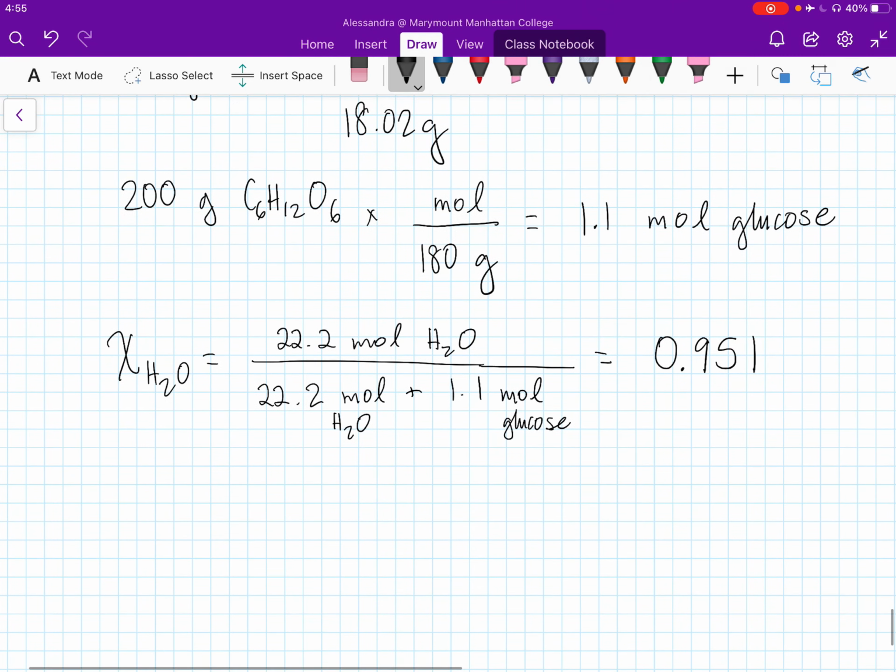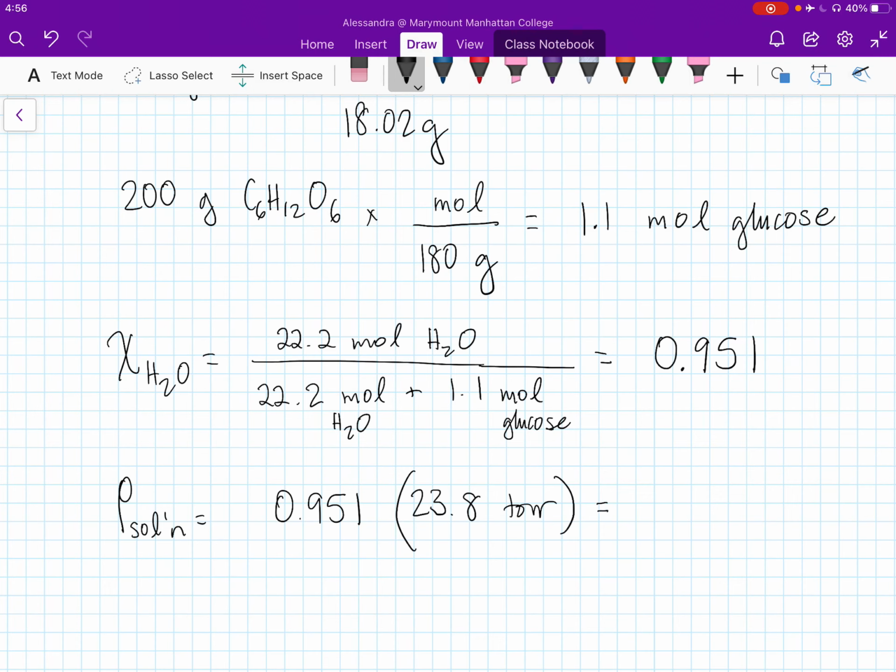So now I can figure out the vapor pressure of my solution by multiplying that mole fraction. This is Raoult's law. I'm multiplying the mole fraction, again, that's unitless, times the vapor pressure of pure water, which is 23.8 torr at 25 degrees Celsius. And this gives me a vapor pressure of 22.6 torr for this sugar solution.